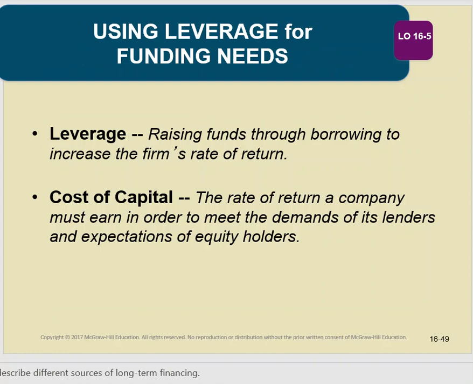Oftentimes, businesses use leverage. That's raising funds through borrowing to increase the company's rate of return. And the best example I can give you of that is Google. Google, up till a few years ago, had no debt. But recently, they used leverage, or they sold a bunch of bonds or borrowed $1 billion at 1% interest, which means they only had to pay it back at 1%. Why would a company that has billions of dollars in the bank borrow money? Because if they only had to pay it back at 1%, but they could take that $1 billion that they borrowed and make 15% on the money, that's good use of leverage of somebody else's money.